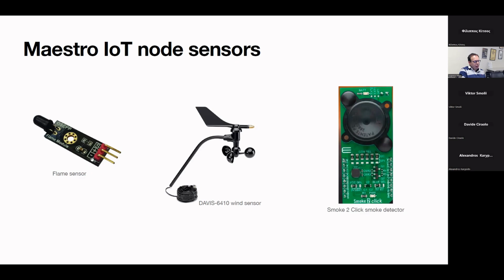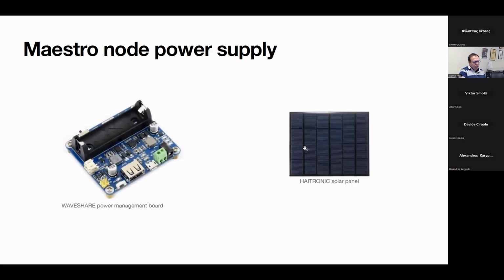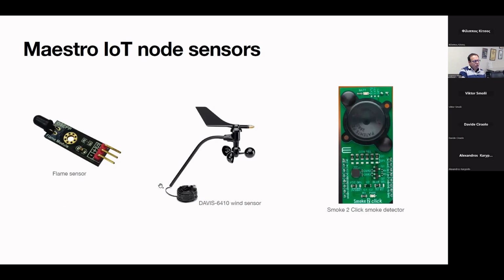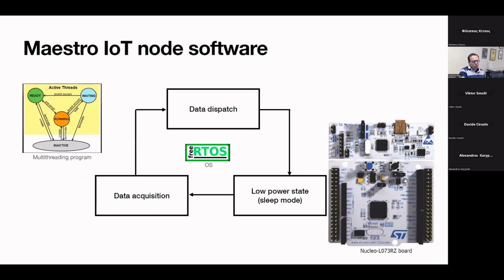So we use a flame sensor, you can see here. We use a wind sensor, which measures the direction and the speed of the wind. This was the most expensive sensor. And we also use a smoke detector sensor. All these are connected to the Nucleo board that you see here.